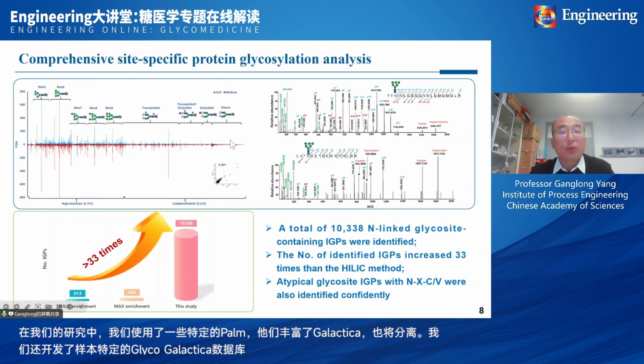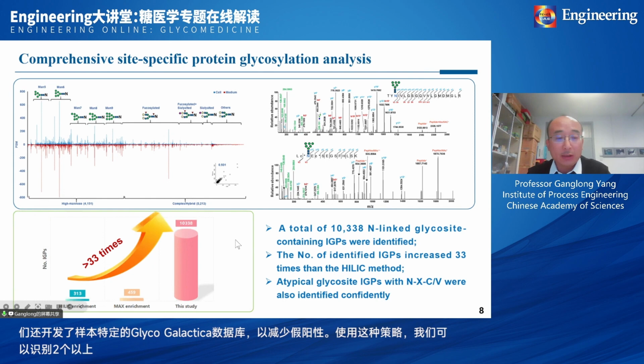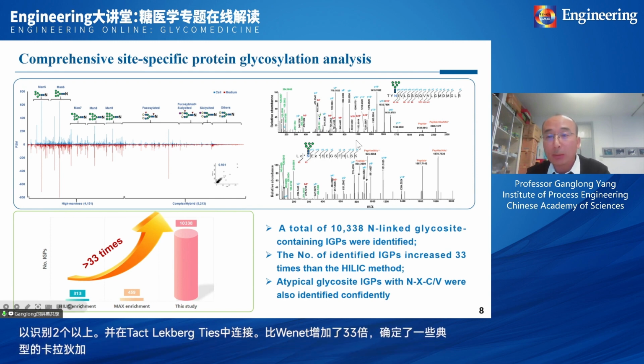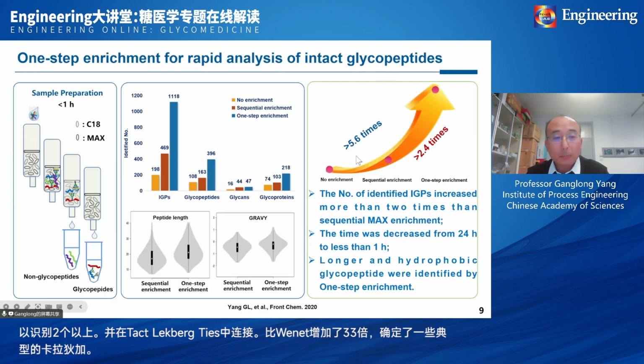Using this strategy, we can identify more than 10,000 N-linked intact glycopeptides, which is 33 times more than the HILIC enrichment method. And in this method, we can also identify some atypical glycosites in the intact glycopeptides.